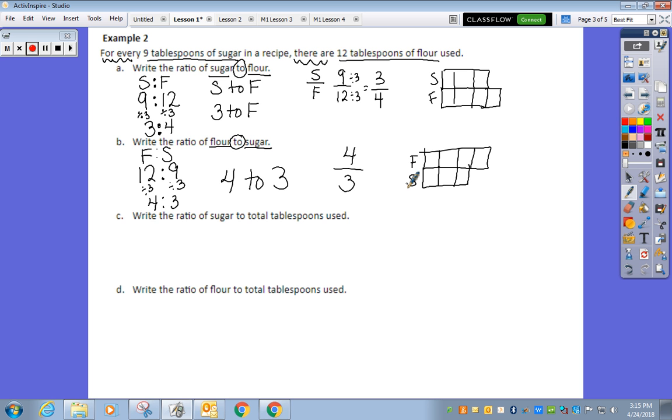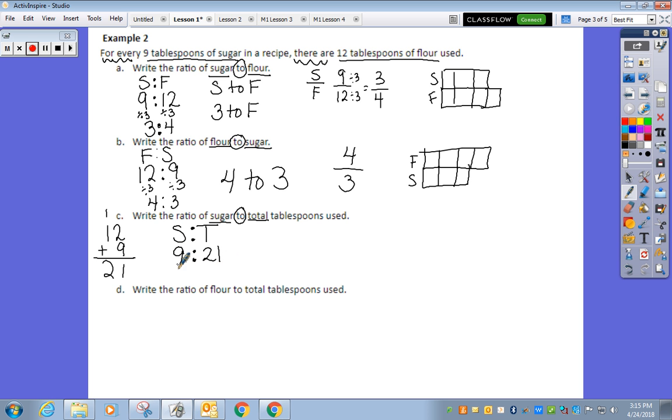Okay, so now we're going to write the ratio of the sugar to the total tablespoons used. So I'm going to start by finding the total. To find the total, I'm going to take the 2 numbers and add them together, which gives me 21. So I'm going to do sugar to total. The number of sugar are 9. The total number is 21.